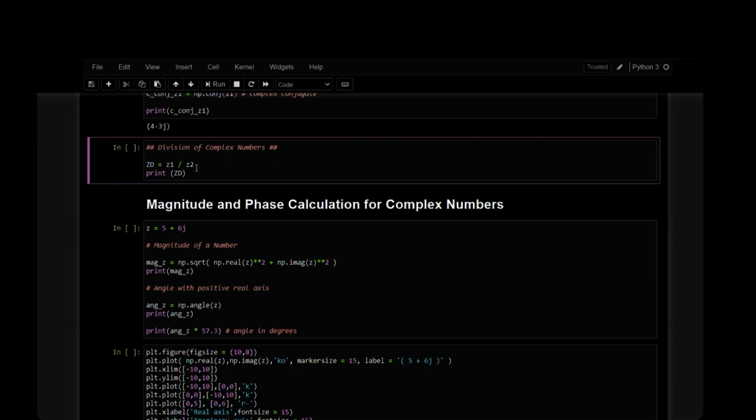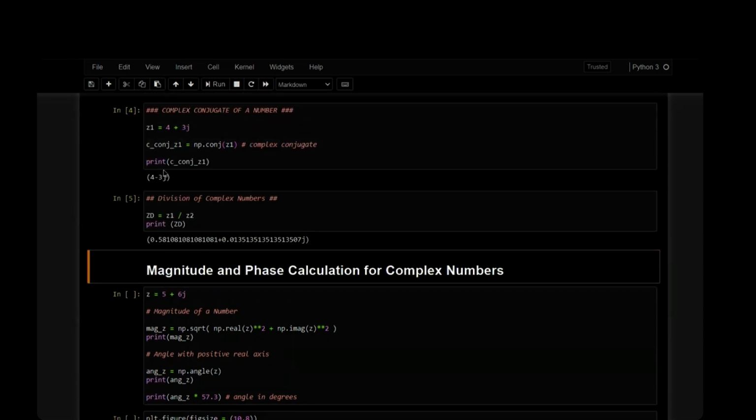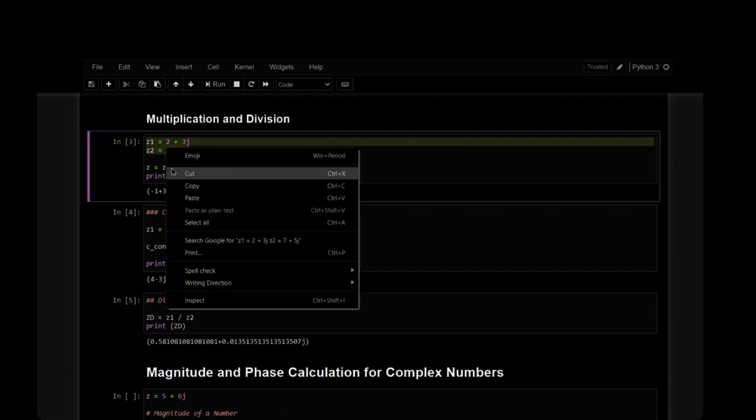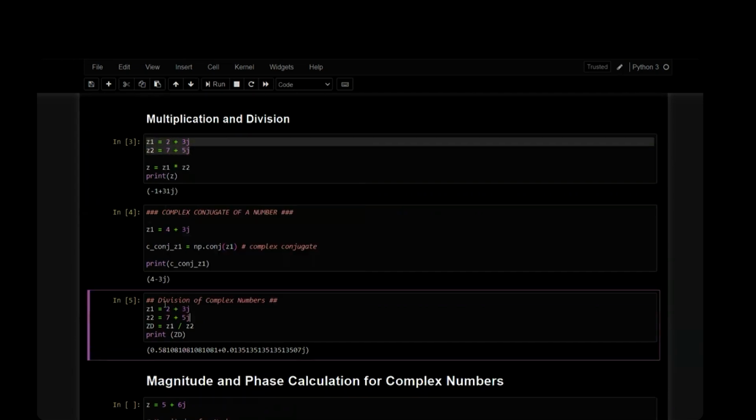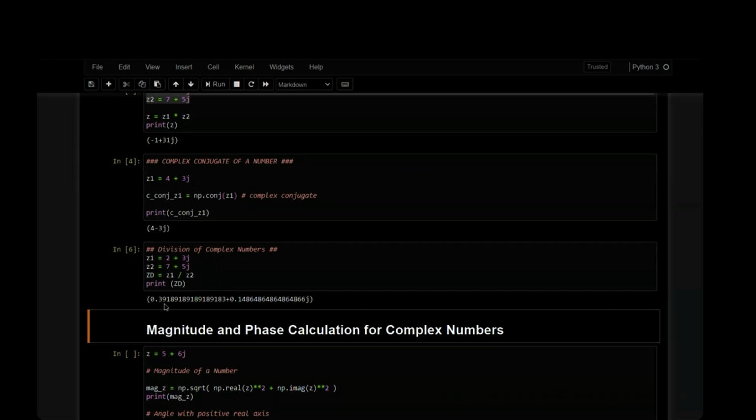In theory, division required multiple steps, including multiplying and dividing by the complex conjugate of the denominator. In Python, division is much simpler. We just type z1 divided by z2 and Python performs all calculations automatically. Running this cell gives the result of dividing z1, which is 4 plus 3j, by z2, which is 7 plus 5j. Comparing with the theoretical result, we see the real part is approximately 0.392 and the imaginary part is 0.148j.